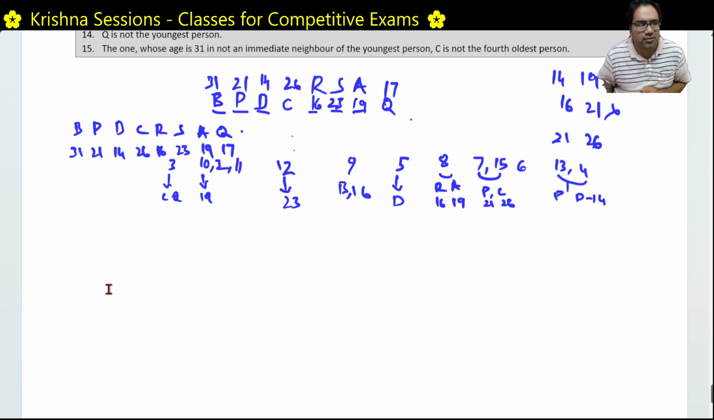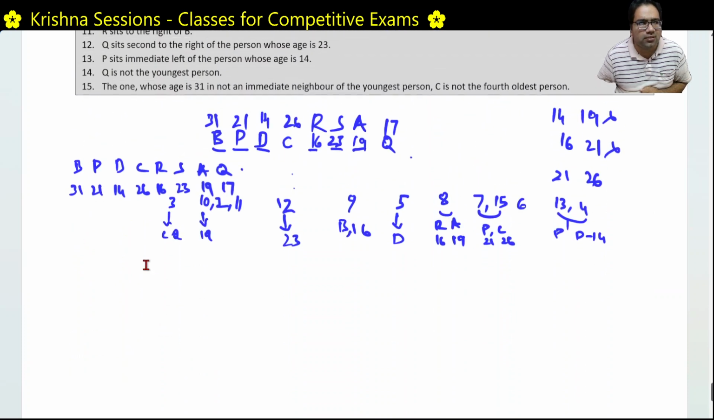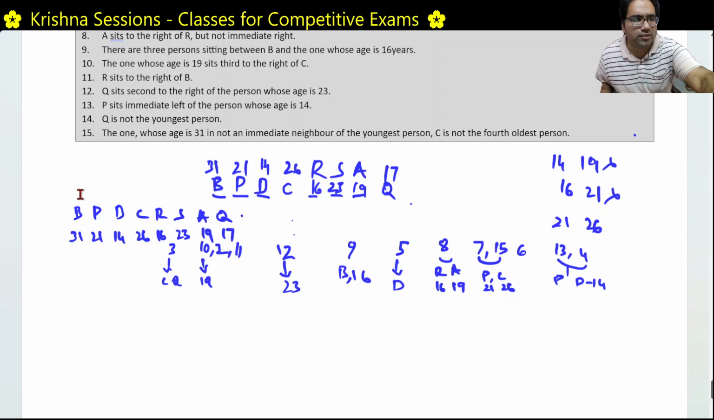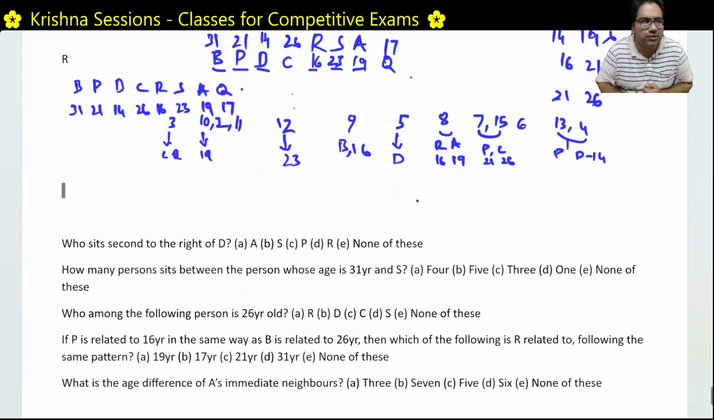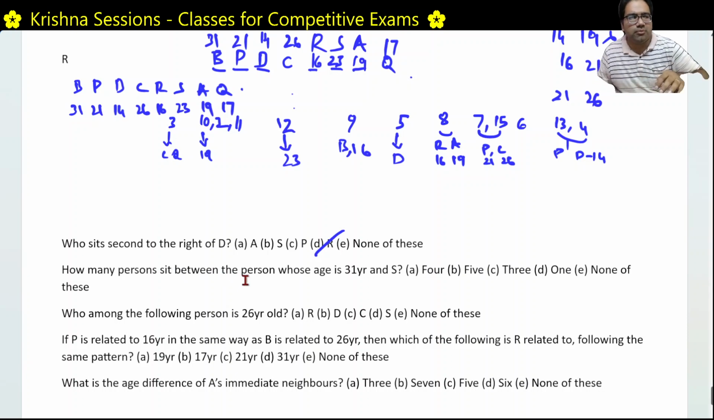Now, let's look at the questions. What are all the questions? Who sits second to the right of D? Second to the right of D is R. How many persons sit between the person whose age is 31 and S? 31 and S, 1, 2, 3, 4. 4 is the correct answer.